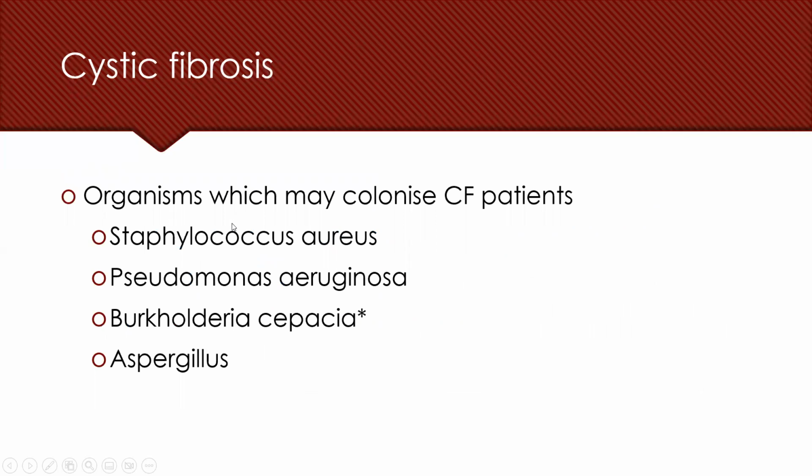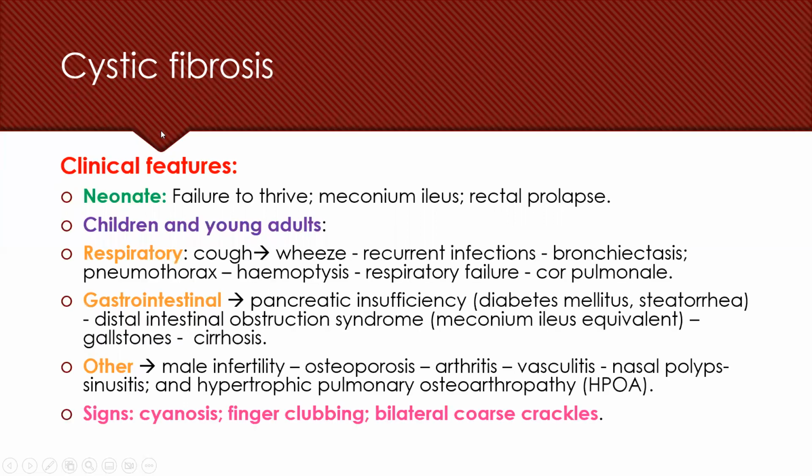Some organisms are associated with cystic fibrosis, and the most important of them include Staphylococcus aureus, Pseudomonas aeruginosa, Burkholderia species, and Aspergillus. These are the organisms associated with cystic fibrosis.